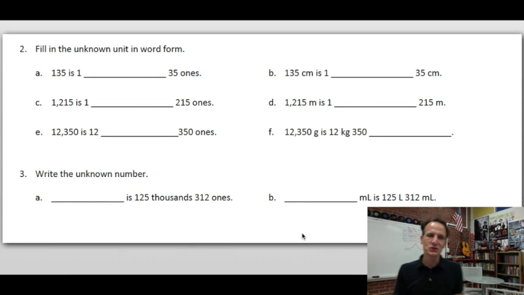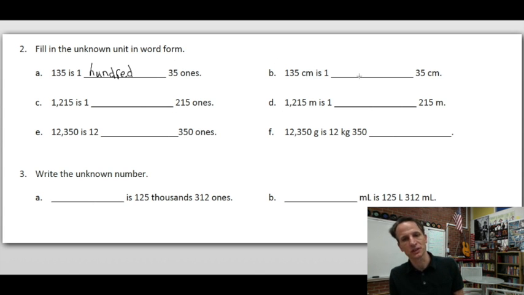And number 2, you're going to like this. It's really simple here. Don't make it harder than it needs to be. 135 is 1 blank 35 ones. 1 what? 100. Yeah. Sorry, I can't make it any more difficult for you. Yes. But this is important because you're seeing a relationship between place value and metric conversions.